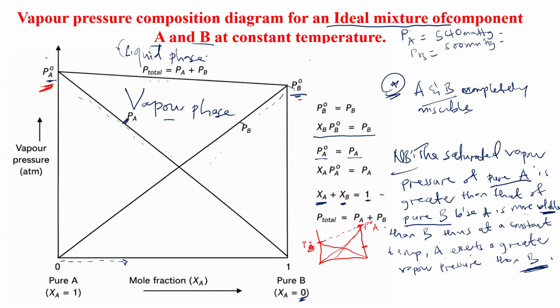Sir, when you were deriving the expressions, you said that on the y-axis we were supposed to put the total pressure, but now we are putting the pressure for the pure A and pure B.